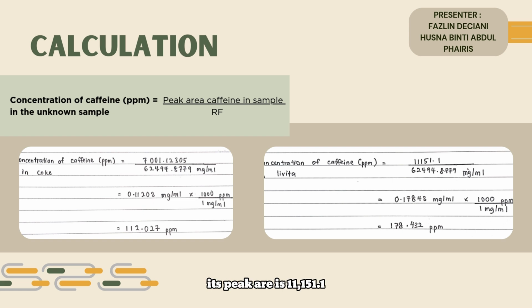Now, let's do the same for Levita. Its peak area is 11,151.1. Following the same formula, we get the answer of 0.17843 mg/ml. Multiplying by 1000 ppm over mg/ml, we find a caffeine concentration of approximately 178.432 ppm in Levita.